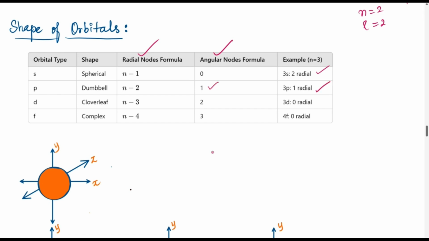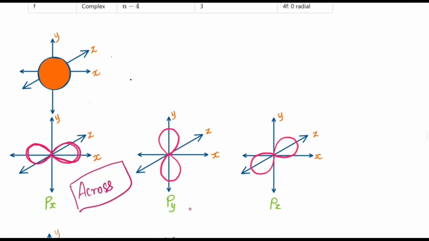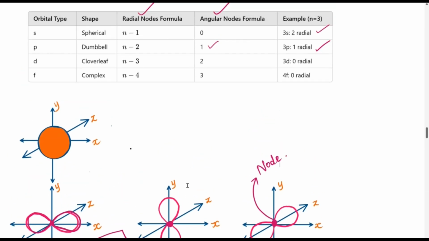And for the angular node, which indicates where I can't find the electrons, right? You can see the in-between part. Although I'm mentioning it as a dumbbell shape, by dumbbell I'm referring to two lobes almost touching each other. So this in-between part is the one where I can't find the electrons. Okay, that is our node. So for p there is only one node.